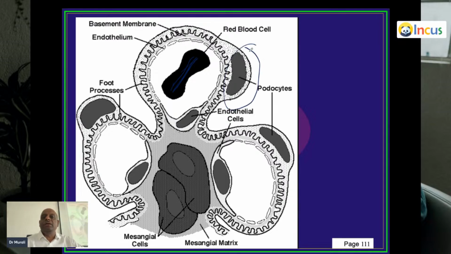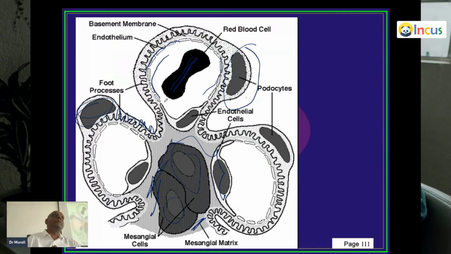What is this? Podocyte, which is responsible for our negative charges and preventing the proteinuria. These are the mesangial cells, and this is the mesangial matrix. So you can see these podocytes are having what? Foot processes. And this is what? Endothelium. This fenestrated capillary is there, no? This is the fenestrated capillary endothelium in kidney.